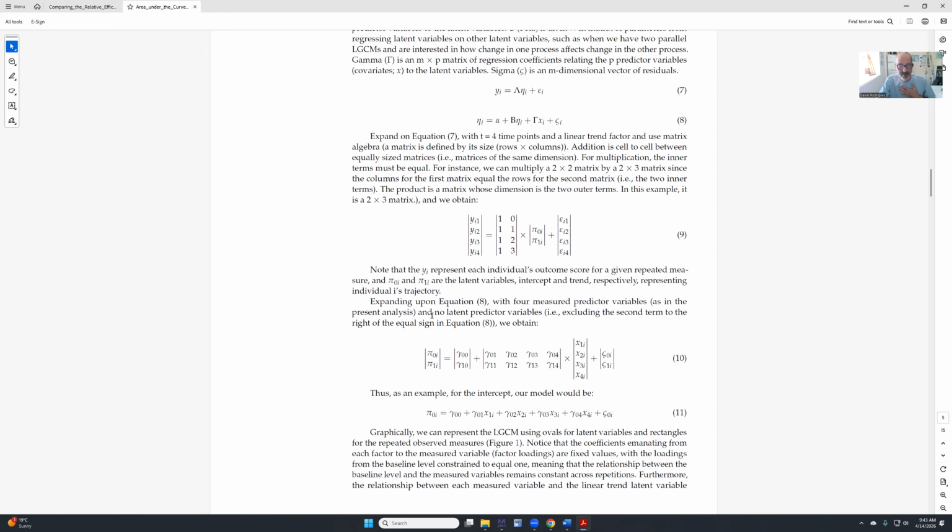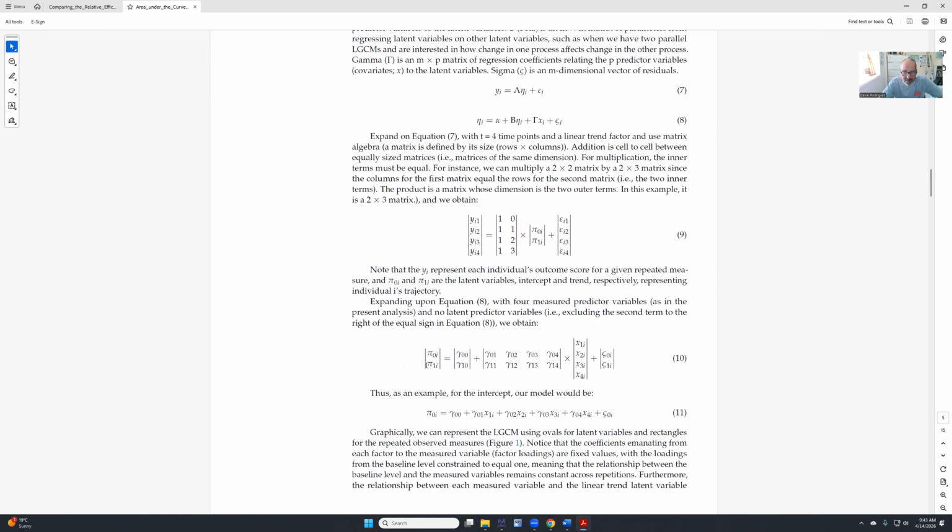If you want to read this paper, you can. And no latent predictor variables excluding. So that's why in this case, I don't include this term right here, because I don't have any modeling from latent variable to latent variable. So we exclude the second term. But we can expand upon this, and this is what we get.